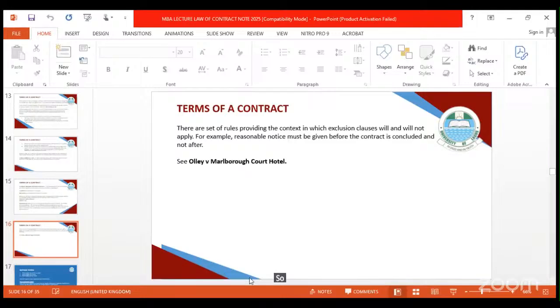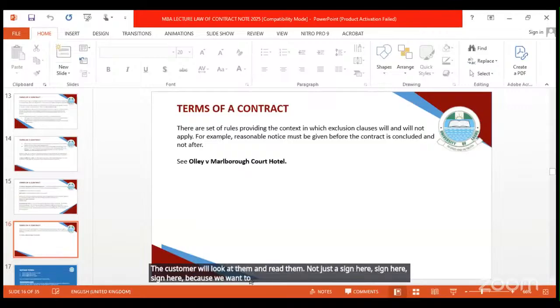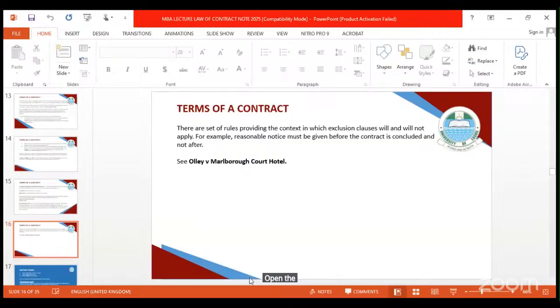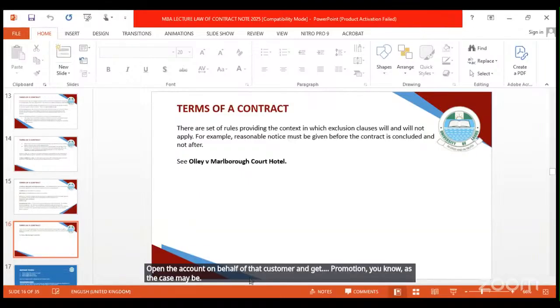So if you are a banker in this class, note that if you are doing that, the law is looking at you, because you are supposed to print those words in a manner that the customer can look at them and read them, not just say sign here, sign here, sign here, because you want to open the account on behalf of that customer and get a promotion, as the case may be, right?